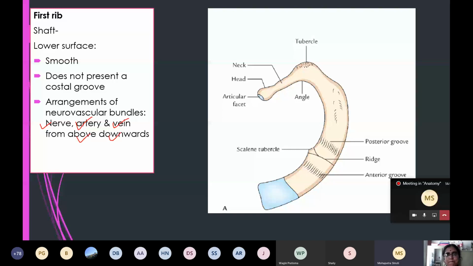Yes. What is the orientation of the neurovascular bundle in the intercostal space or costal groove? It is?